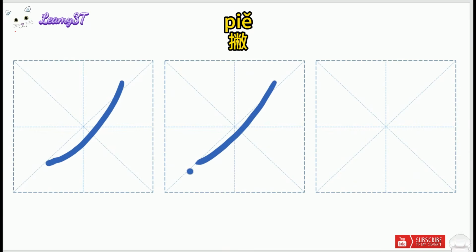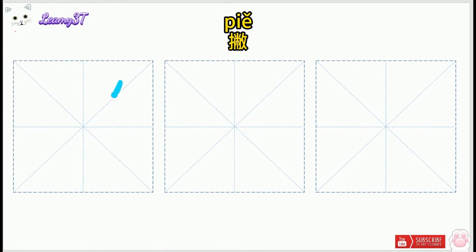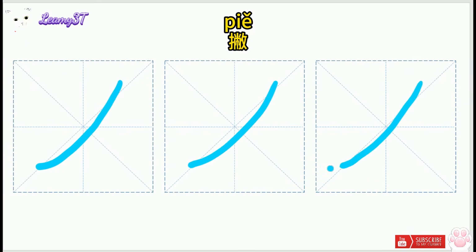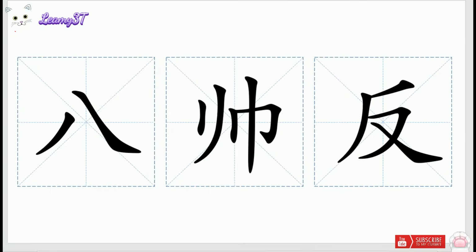Pie. Make sure you do not add a hook at the end. If you do, it's wrong. Okay, so let's write one more time. Follow me. Say and write. Say 撇撇撇. Alright, so now please find all the 撇 strokes in these 3 characters. You have 10 seconds.